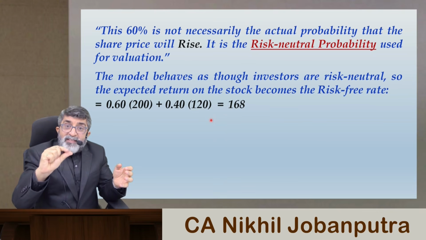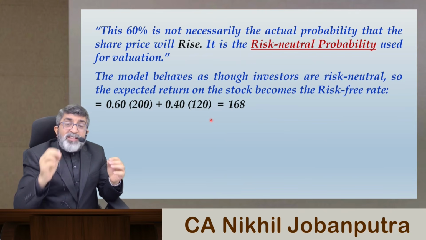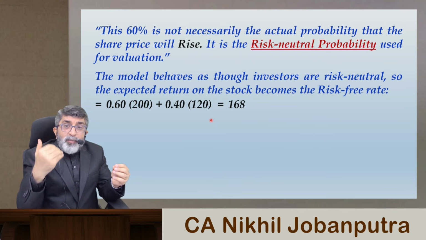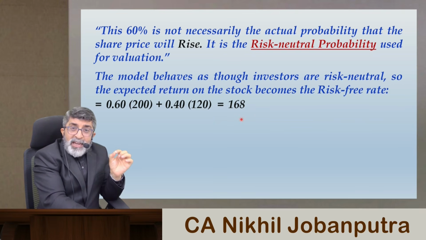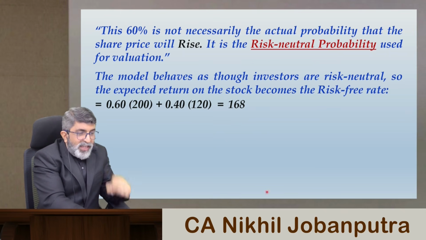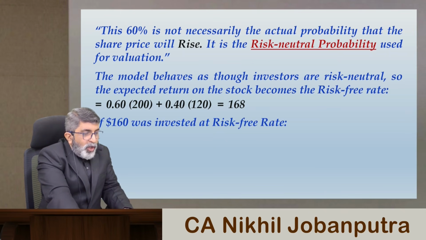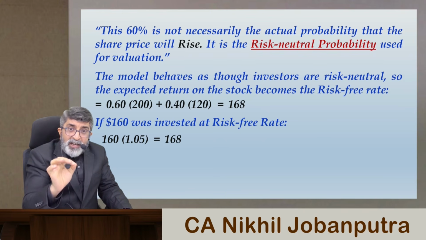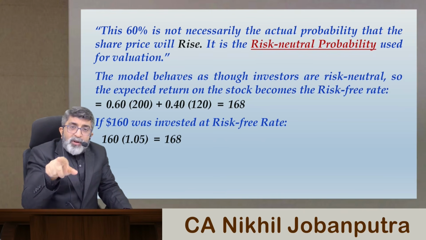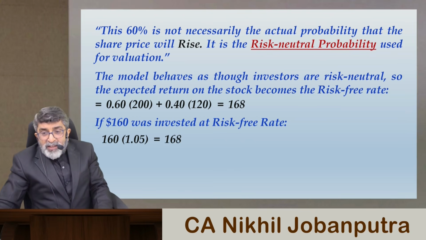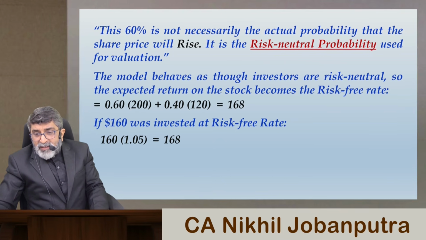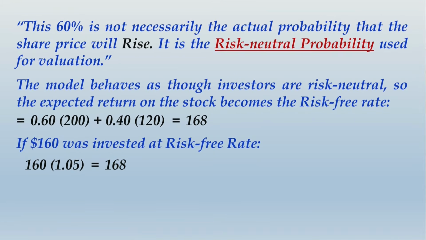And what are the weights? Weights are the probabilities. Which probabilities? Risk neutral probabilities of price moving up and price moving down. So the expected value is coming to 168. Now, if $160 was invested at the risk-free rate, the risk-free rate being 5%, $160 at the beginning of the period would have become $168. That is why we are saying that these probabilities represent the risk neutral probabilities. So I'm sure you have taken note of this already.